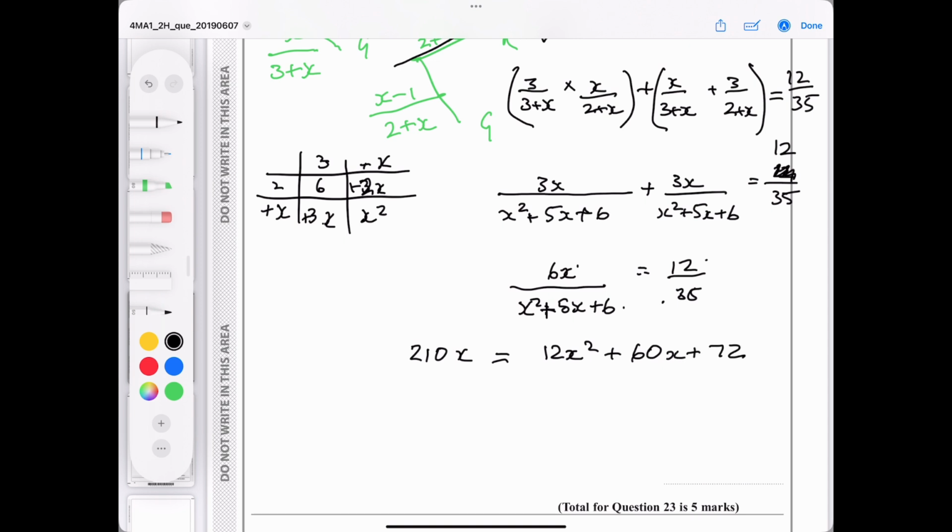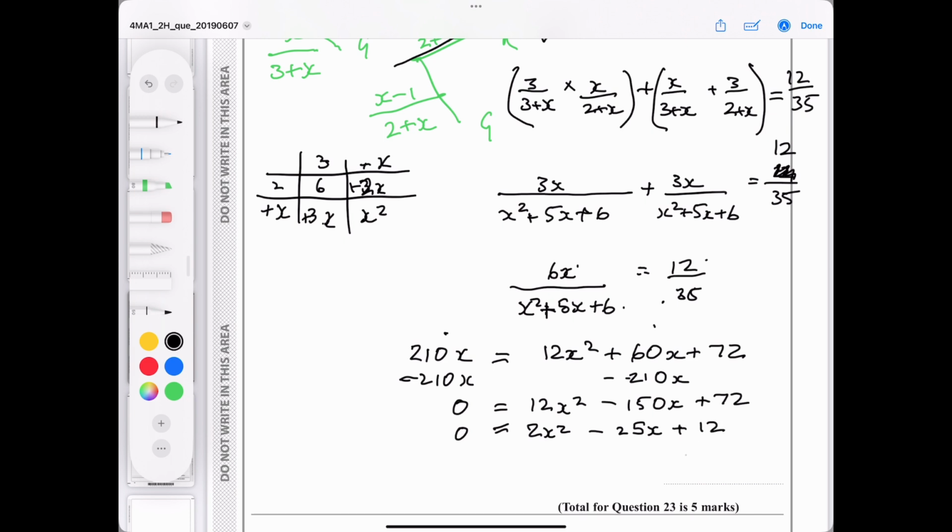And in order to solve a quadratic, we need to get that onto that side. So we take 210x off both sides. And we get 0 equals 12x squared minus 150x plus 72, that is divisible by 6. It's not divisible by 12 because I don't think 12 goes into 150. So that means 2x squared minus 25x plus 12. That's the lowest it can go.